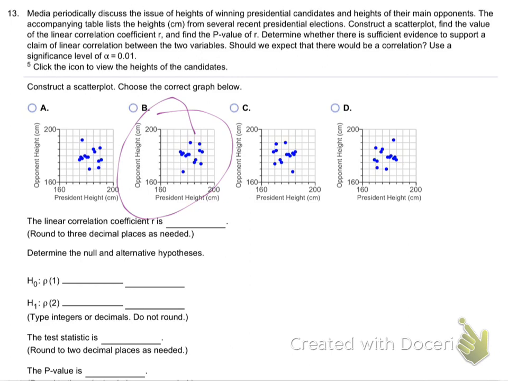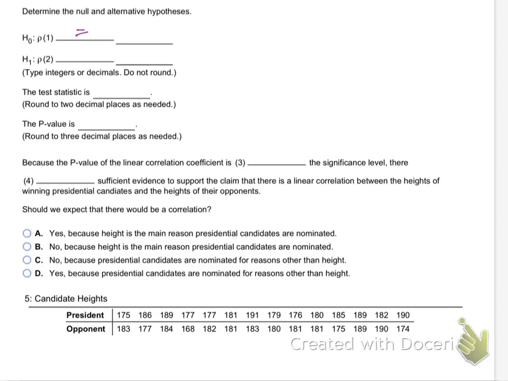Boom. All right, so I'm getting R equals 0.137. Yeah, that's terrible. The null is always equal to 0. The alternative not equal to 0. Here, so equals 0, not equals 0. The test statistic t equals 0.48. They went two places. 0.48. The p-value 0.6395. Yeah, we got to round that to 0.640, huh?